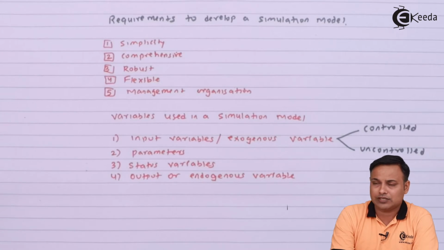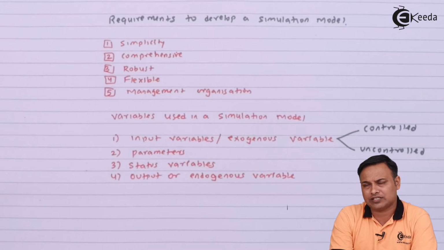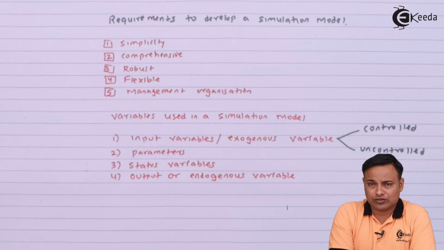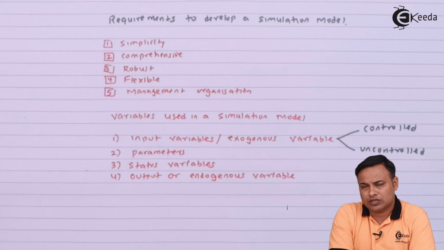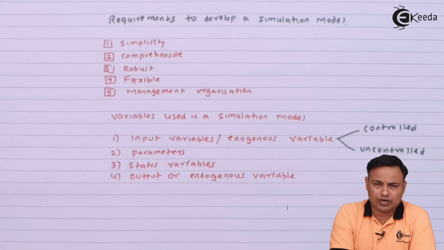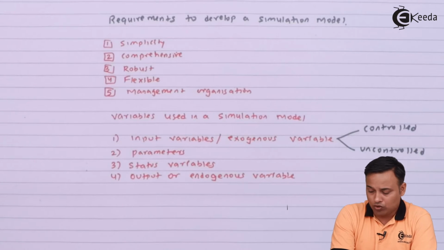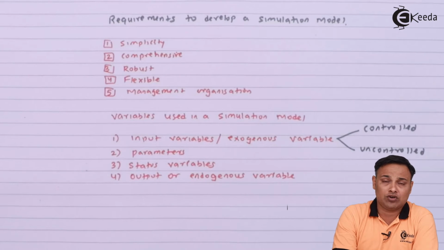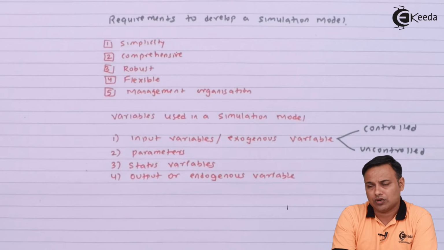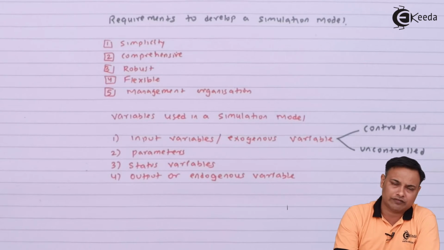The next thing is output or endogenous variables. These are the actual variables which will be received as the output. It is up to us to decide how to use these outputs, and hence they are also called endogenous outputs or endogenous variables.